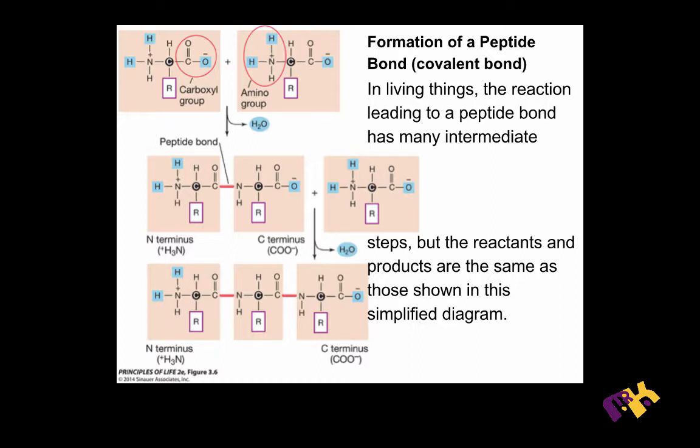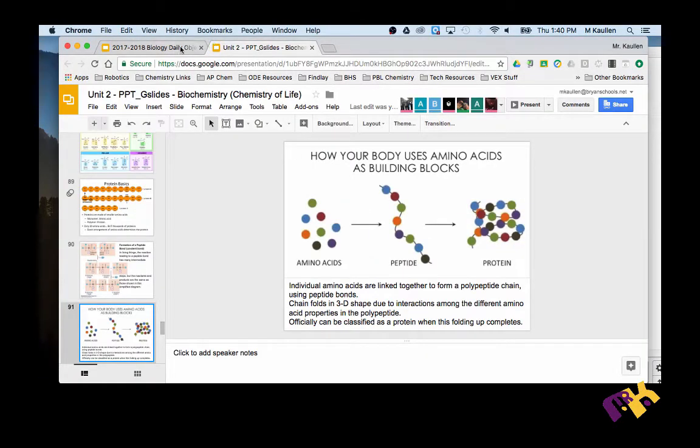So wherever you put that diagram of dehydration synthesis with carbohydrates, next to it you might want to put this process that happens with amino acids, because I think it'll help you make a quick comparison.